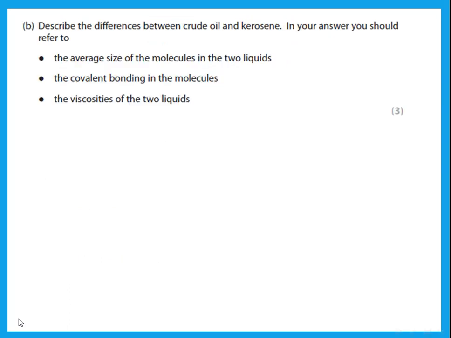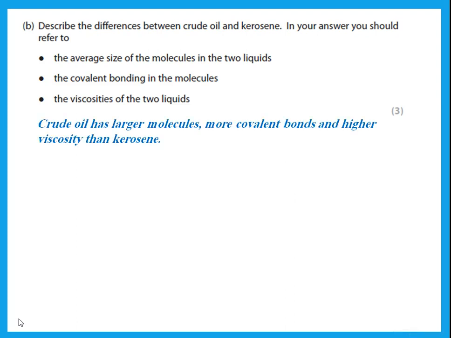Describe the differences between crude oil and kerosene. In your answer, you should refer to the size, the covalent bonding, and the viscosities. So, crude oil is the original petroleum. That is a mixture of many hydrocarbons, while kerosene is one of the fractions of the crude oil. So, which one would have bigger molecules? Remember that the crude oil, the petroleum, is the one that has larger molecules, more covalent bonds, higher viscosity than kerosene, because kerosene is just a fraction of it, a part of it.